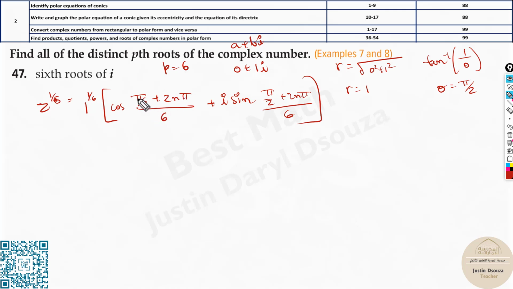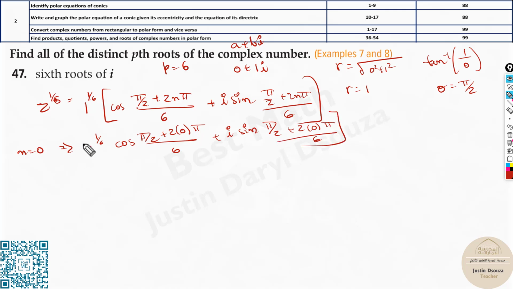How do we simplify? You can't leave it like this. Generally in your textbook, they simplify this as much as they can and then use that form. But here, it's the sixth root, so n is equal to 0. You need to just substitute n as 0 and solve it. Since it's a written exam, you need to substitute it. In the sense, you have to put 1 by 6 cosine pi by 2 plus 2 times 0 pi by 6, plus i sine pi by 2 plus 2 times 0 pi by 6.